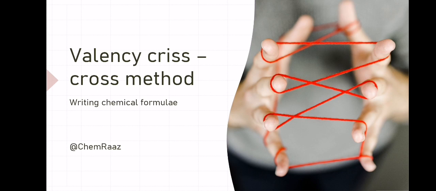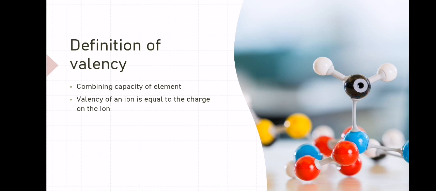Hello everyone. Today let us see the valency crisscross method in order to write a chemical formula. First let us see the definition of valency. Valency is the combining power or combining capacity of an element. Valency can be used to find out how the atoms of an element will combine with the atom of another element to form a chemical compound.